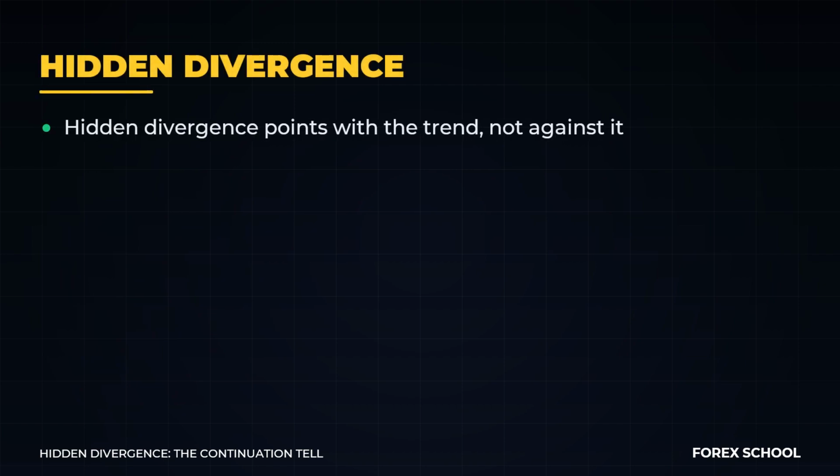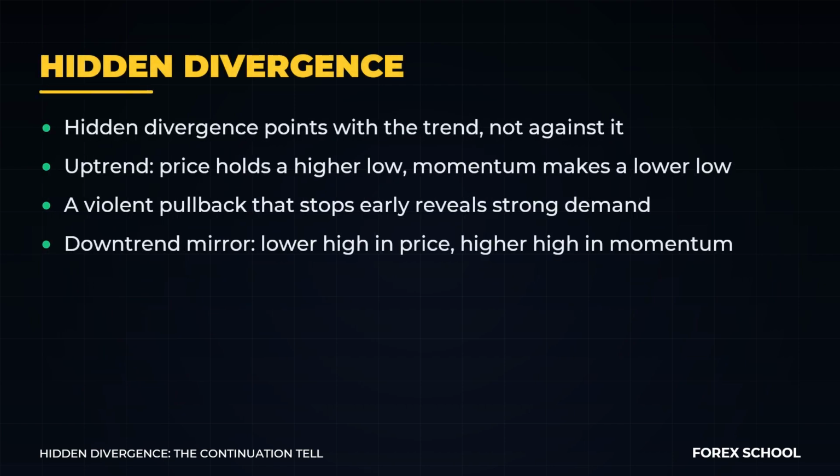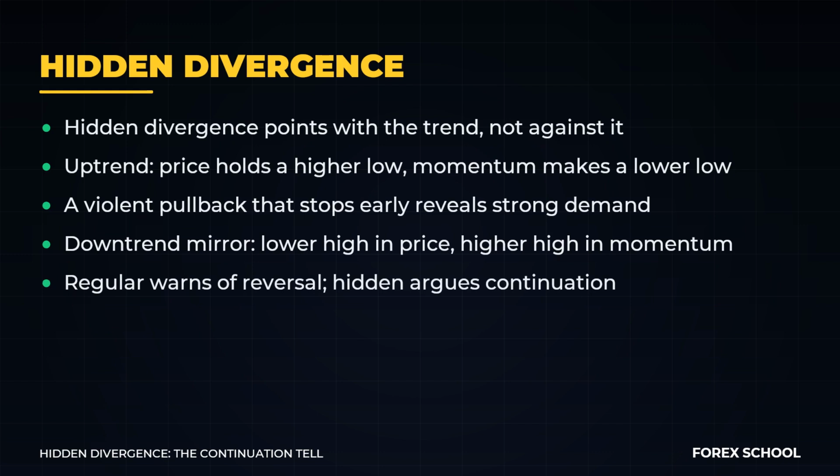Regular divergence hints at reversal. Its lesser-known sibling, hidden divergence, argues for continuation, and in a trending market it is often the more useful of the two. In an uptrend it looks like this: price holds a higher low, but momentum plunges to a lower low. Read that carefully. The pullback was violent, fast candles, big bodies, momentum badly dented, yet for all that force, the sellers could not even reach the previous price low. Enormous effort, feeble result. That is the signature of strong demand sitting beneath the market.